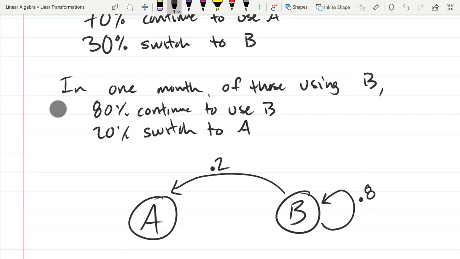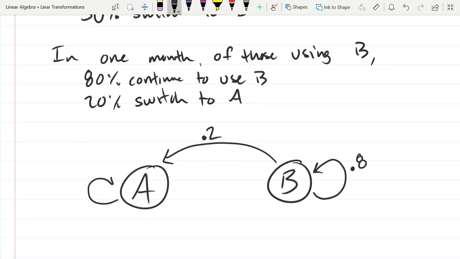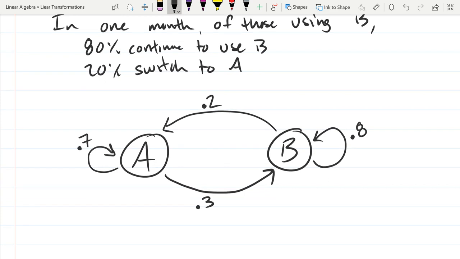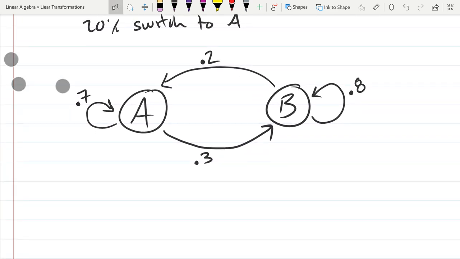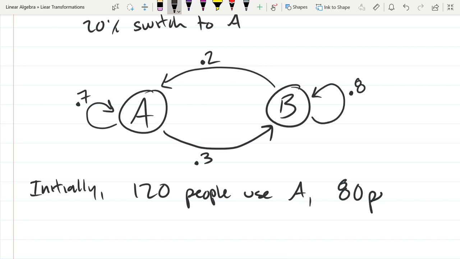Now if I look back up, of those who are using A, 70% continue to use A. So A has a loop back to itself with 0.7, and then there's an arrow over to B with a 0.3. This just shows how things are going to change in a month. So initially, 120 people use A, and of course 80 people use B.